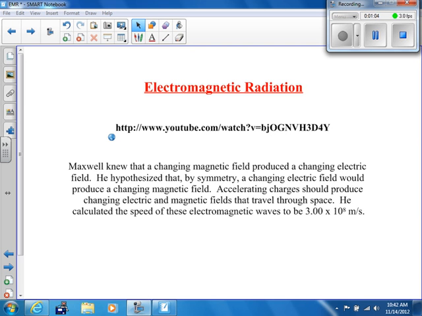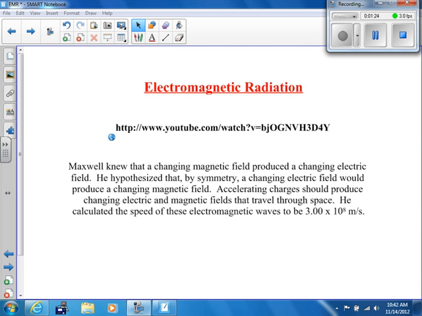It's not that you keep generating more and more electromagnetic radiation, but it can at least cause the energy that was produced by whatever caused it in the first place to travel from one place to the other without the need for something to travel through, without the need for a medium.